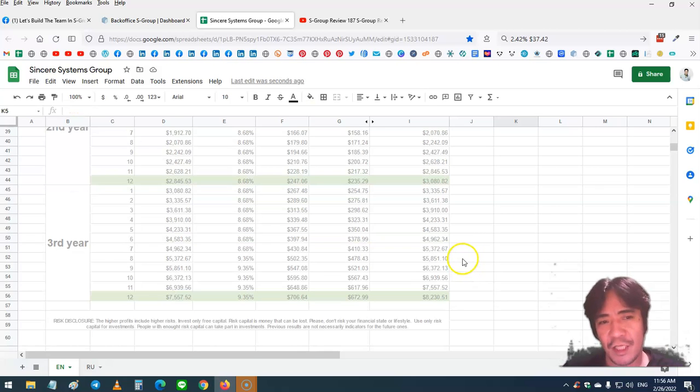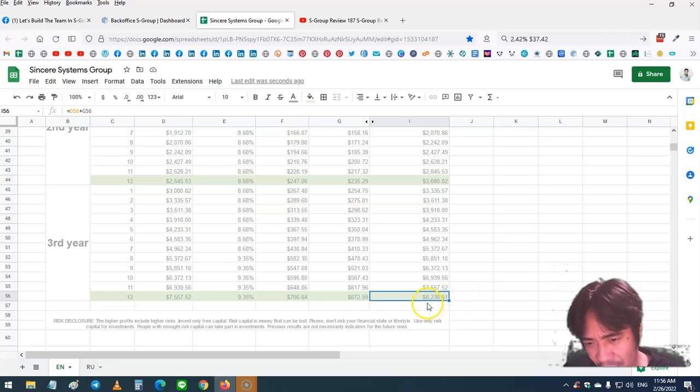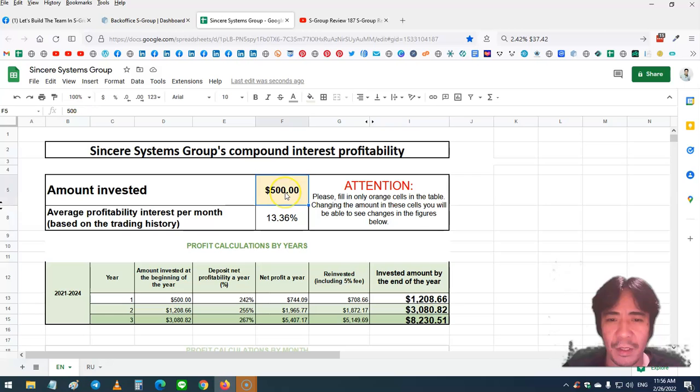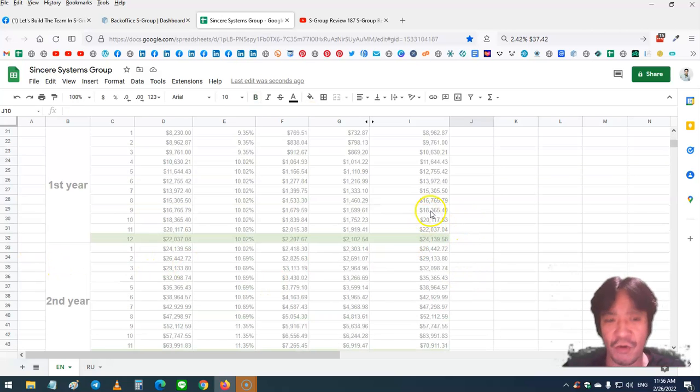So let's test one more time. You have $8,230 in capital, so I'll put this into the calculator again. Then let's see the fourth, fifth and sixth year. This one is going to be the fourth year. After the fourth year, you compound everything, then your capital becomes $24,139, and at this time you're making over $2,000 per month, $2,207.